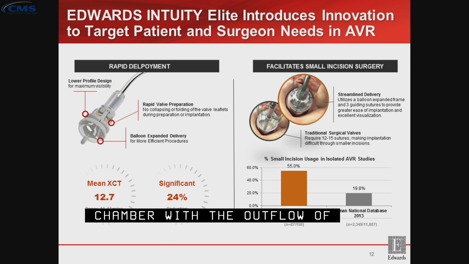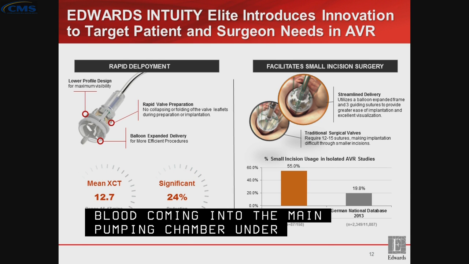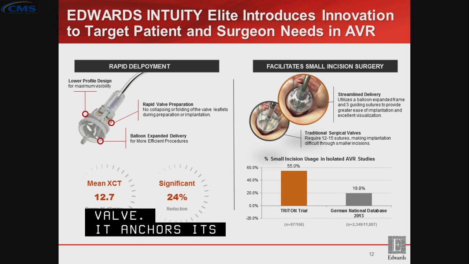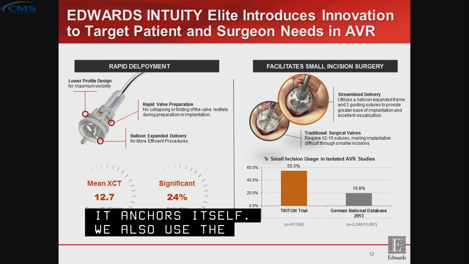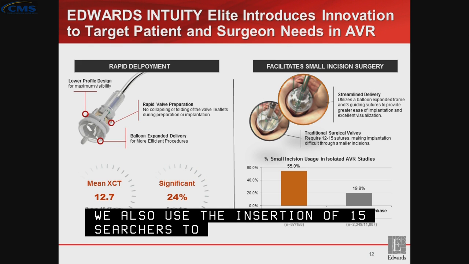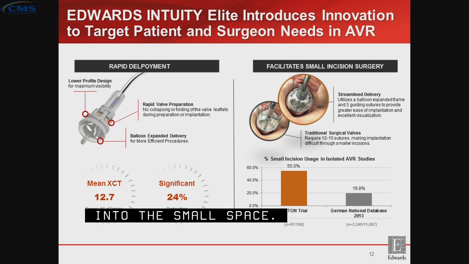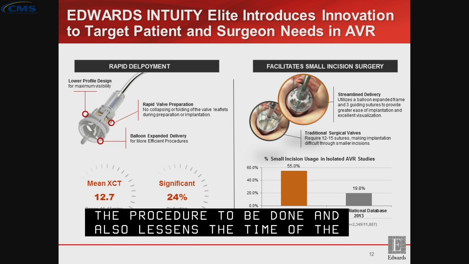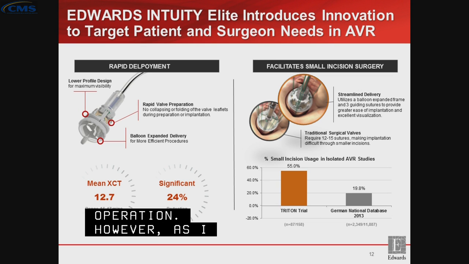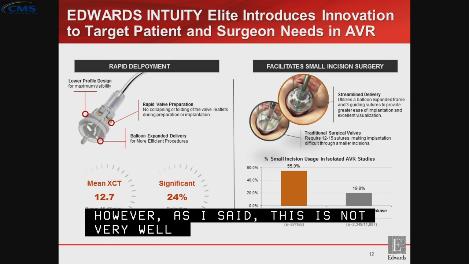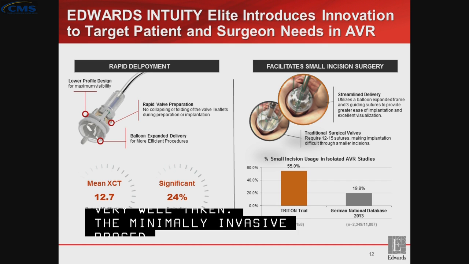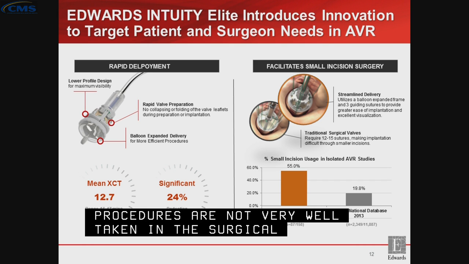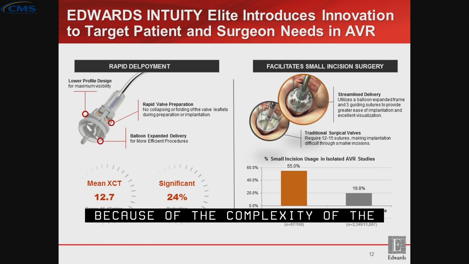It anchors itself. And instead of 15 sutures, we use three sutures to guide the valve into the small incision space. That makes it a lot easier for the procedure to be done, and also lessens the time of the operation. However, as I said, minimally invasive surgery procedures are not very well taken up in the surgical community because of the complexity of the procedure and lack of suitable devices to perform it in a simple manner.